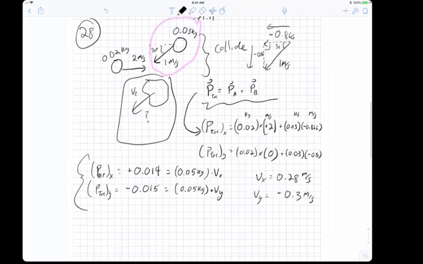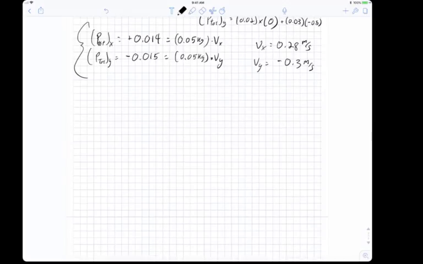That's 28. 32. What's the angular momentum about the axle of the 500-gram rotating bar? Okay, so let me draw the rotating bar. Here's the rotating bar. It's 2 meters long, and it's 120 rotations per minute.